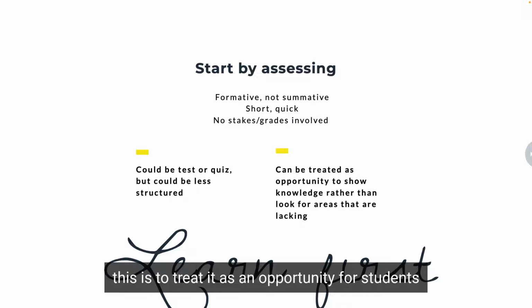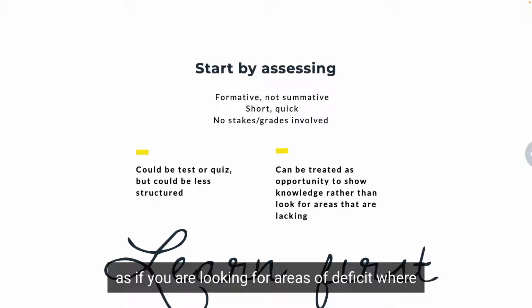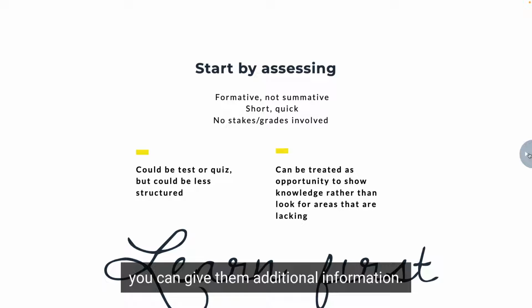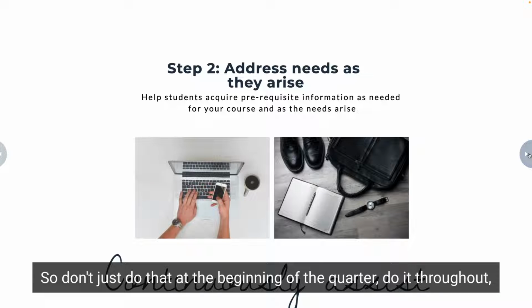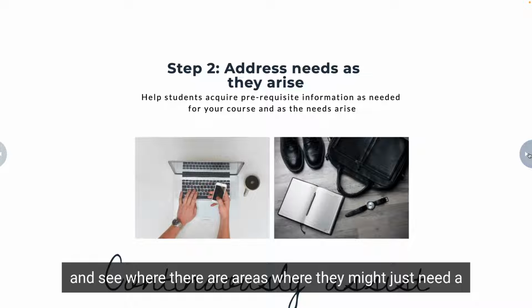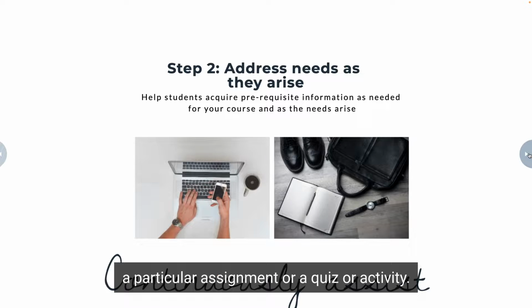A great way to approach this is to treat it as an opportunity for your students to show off what they know, rather than approaching it as if you are looking for areas of deficit where you can give them additional information. The next thing you need to do is continuously assess their needs. So don't just do that at the beginning of the quarter, do it throughout and see where there are areas where they might just need a little bit of extra information before they get started on a particular assignment or a quiz or activity.